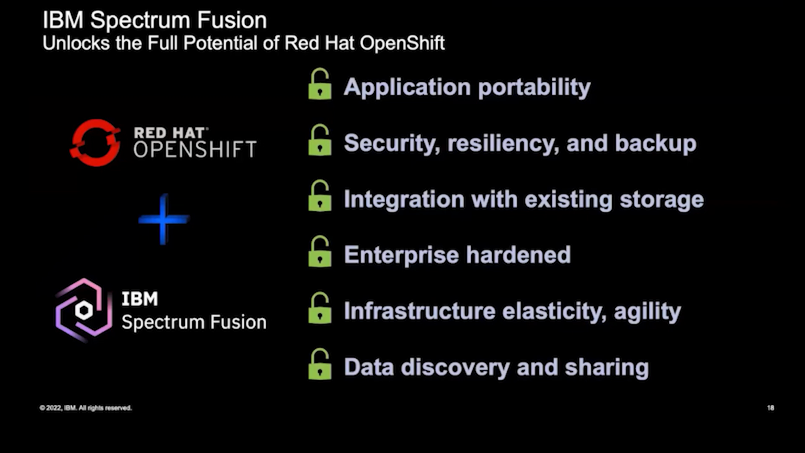Fusion HCI integrates with existing storage to efficiently use existing infrastructure and avoid the need to rip and replace existing infrastructure investments. The platform is enterprise hardened for moving mission-critical workloads into production. It provides infrastructure with elasticity and agility because containers on their own don't address running apps in multiple environments or using multiple types of storage. Spectrum Fusion HCI ensures that expensive and scarce data scientist resources have quick access to data while ensuring AI models and data are secured and protected.